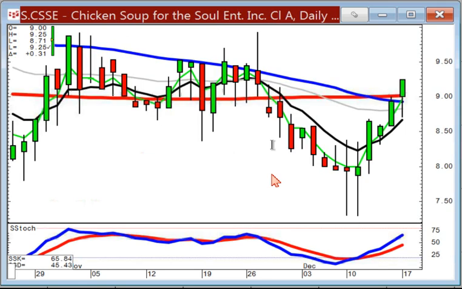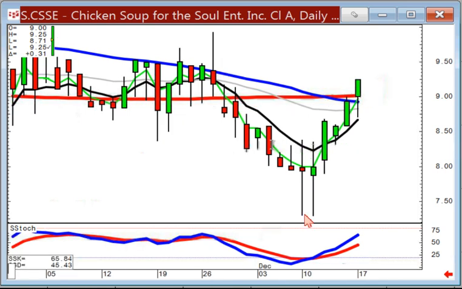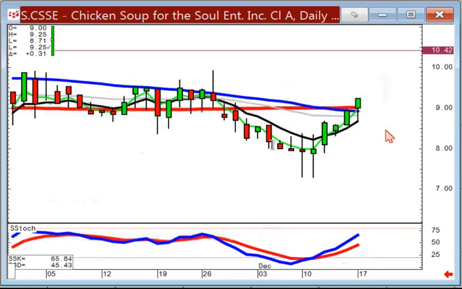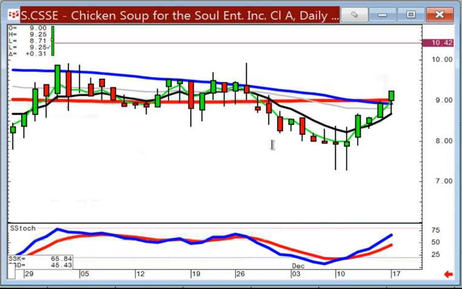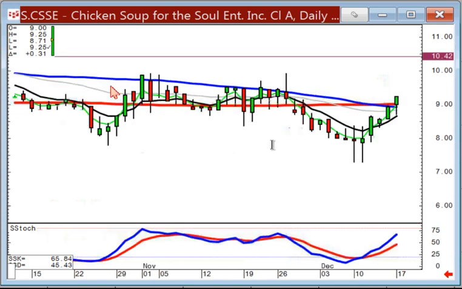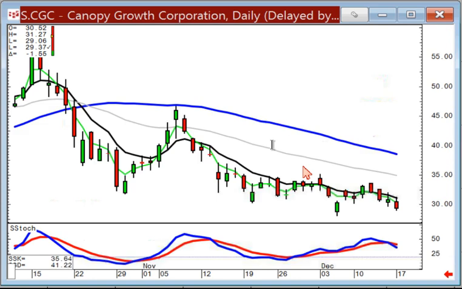Chicken soup for the soul. Well, you can see your long-legged doji. Trees are bottom. If you're long, you stay long. Almost looks like you got a type of scoop pattern. I would stay long as it stays above the T-line. CGC, nothing. If you're short, stay short.